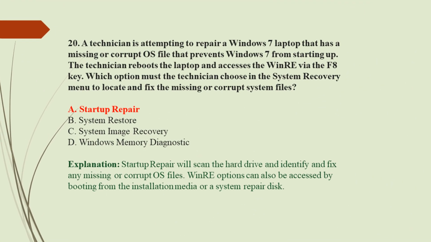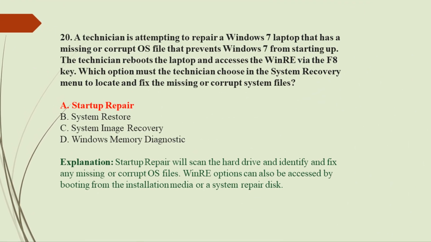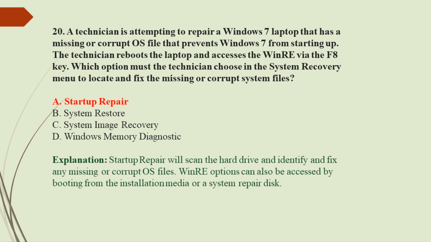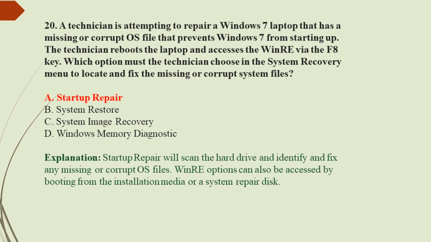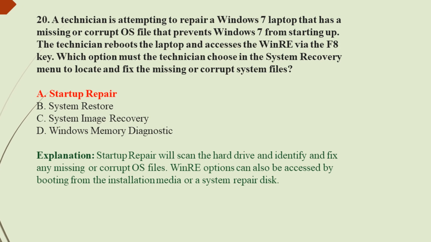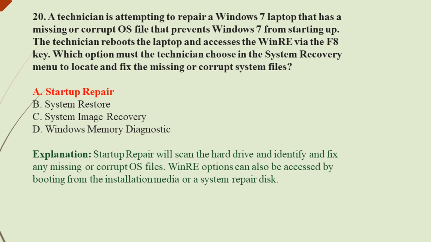20. A technician is attempting to repair a Windows 7 laptop that has a missing or corrupt OS file that prevents Windows 7 from starting up. The technician reboots the laptop and accesses the WinRE via the F8 key. Which option must the technician choose in the System Recovery menu to locate and fix the missing or corrupt system files? A. Startup Repair. B. System Restore. C. System Image Recovery. D. Windows Memory Diagnostic. Explanation.